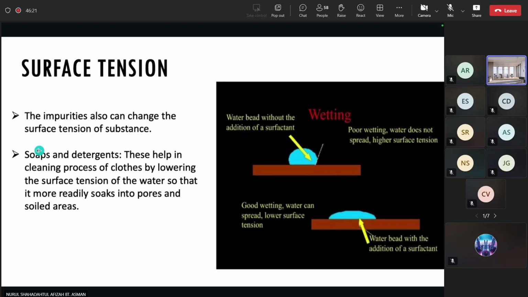For example, the soap and detergent. So this helps in cleaning process of clothes by lowering the surface tension of water so that it's more readily soaks into pores and soil area. So this is the one of the example, one of the application.